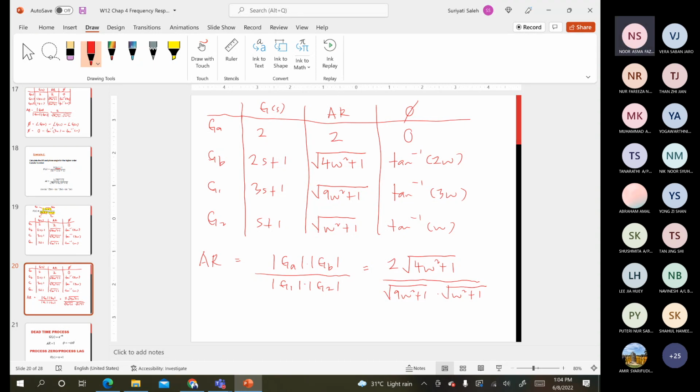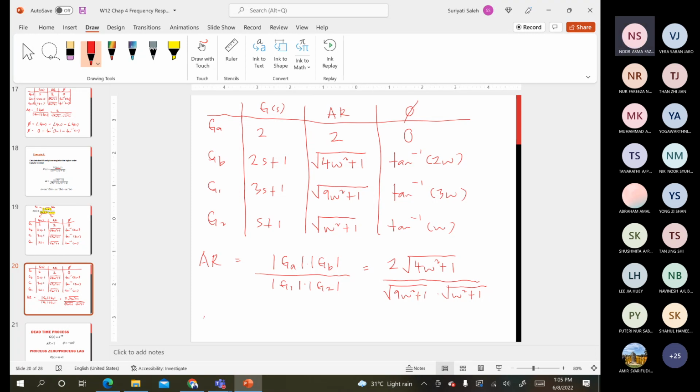So where originally you have higher order, 2 to S plus 1 over 3S plus 1, S plus 1, now it becomes 2 square root 4W square plus 1 divided by square root 9W square plus 1 multiply with the square root of W square plus 1. So no longer you have the S. Now you have the W to represent the frequency.